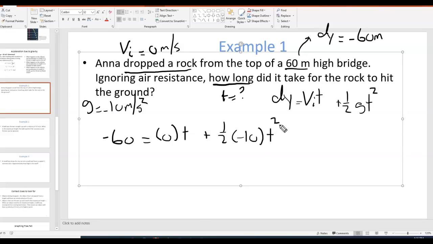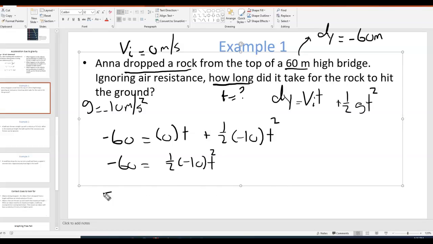And then I have t squared, which is my unknown. Okay, now I'm going to simplify this. Negative 60. 0 times t is just going to be 0. So I have 0 plus this mess over here. I'm not even going to write the 0 just because I don't need to. And so negative 60 equals 1/2 times negative 10 times t squared.